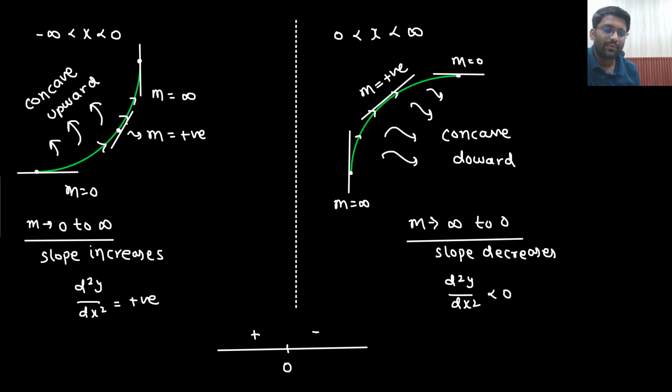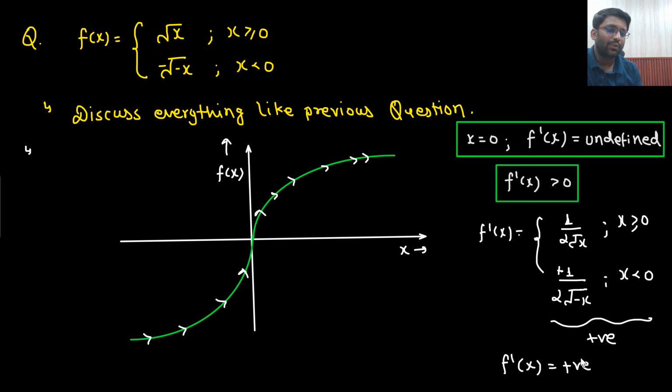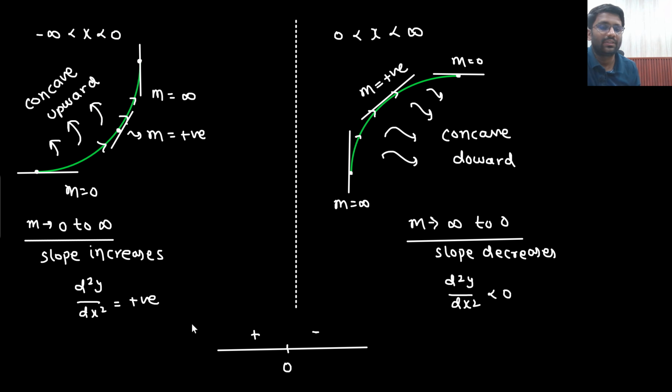But in this scenario, at x equals 0, what is the condition? Undefined. The graph is undefined. At x equals 0, f dash x is undefined. Still, at x equals 0, your concavity is changing. That means d2y by dx2 is changing its sign. So this is the point that I wanted to tell. When you talk about the concavity, your matter of concern will not be f dash x.